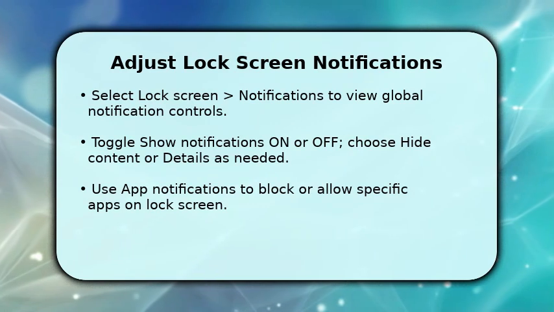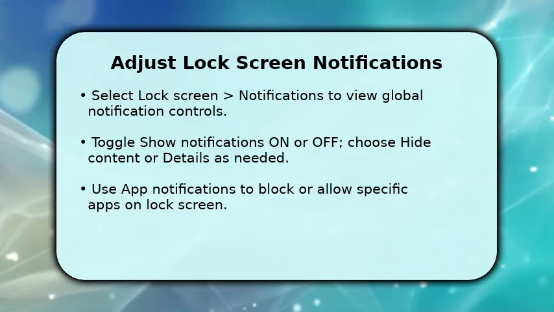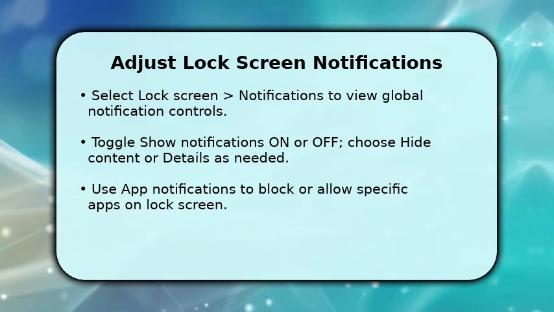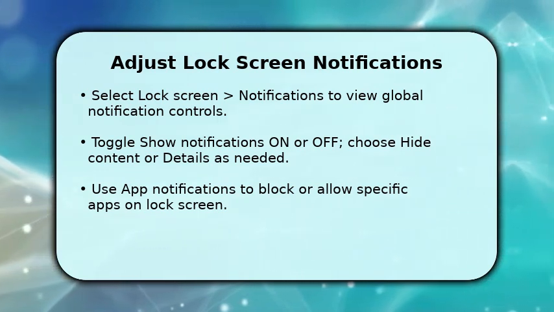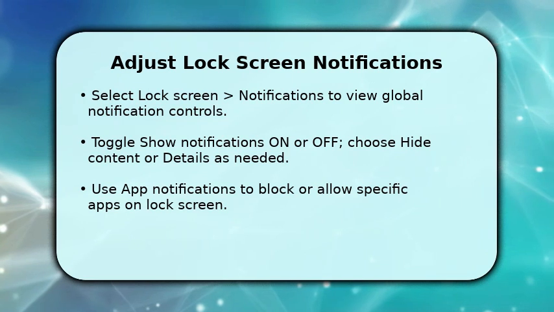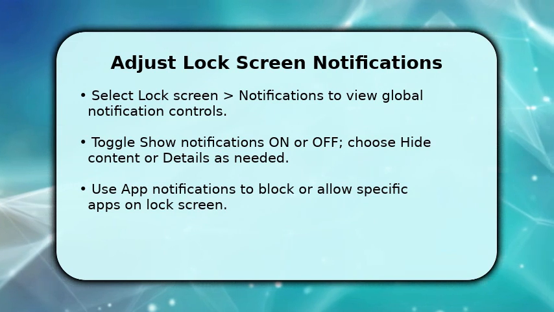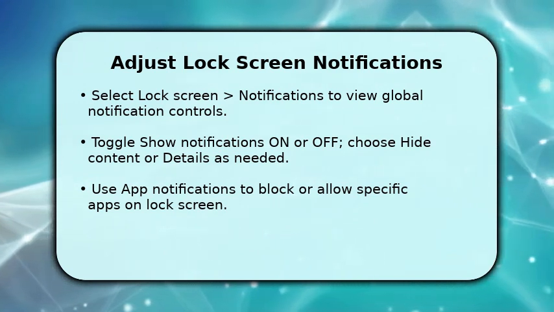You now tap lock screen, then notifications to see global controls. Once inside, toggle show notifications on or off depending on whether you want any alerts on the lock screen. If you keep them on, choose hide content or show details to control privacy. Hide content prevents message text from appearing.